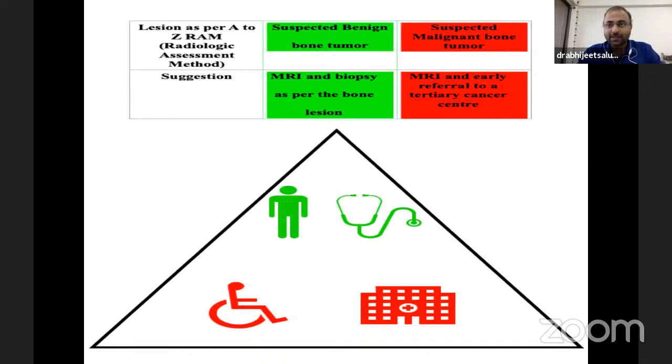And if we are suspecting a malignant lesion, based on all these criteria, it's a very good idea to get an MRI done and send the patient to a referral cancer center, a tertiary cancer care center, where all his management will be performed. So don't waste his time or your time treating that patient.